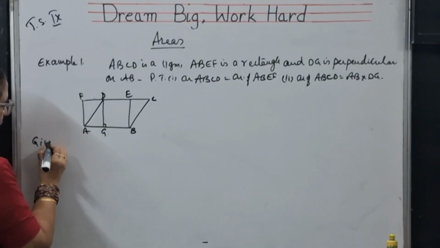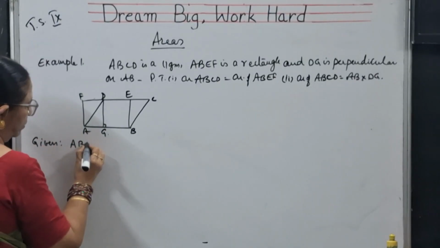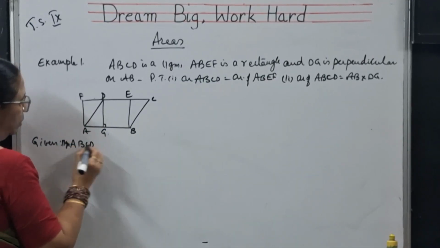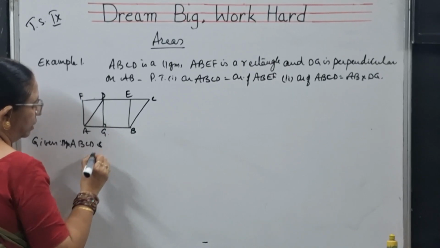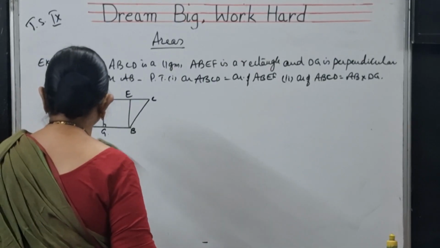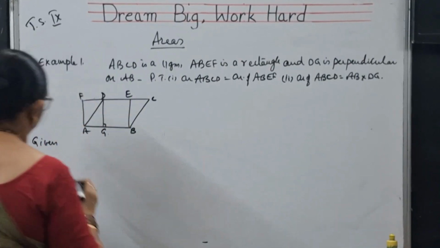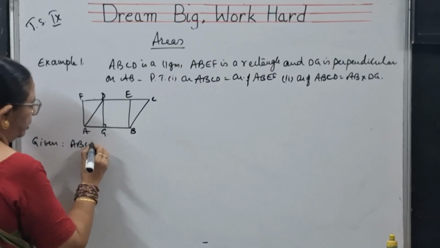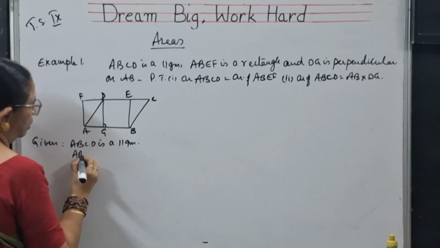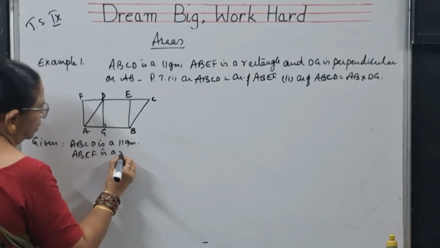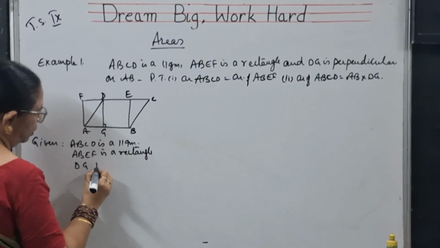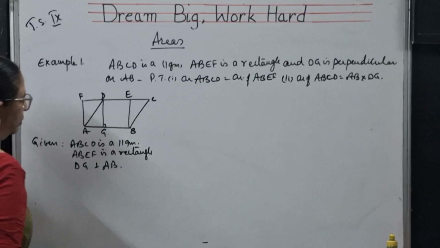So what is given to us? ABCD is a parallelogram, given. ABCD is a parallelogram and ABEF is a rectangle, and also DG is perpendicular to AB. This is given to us.